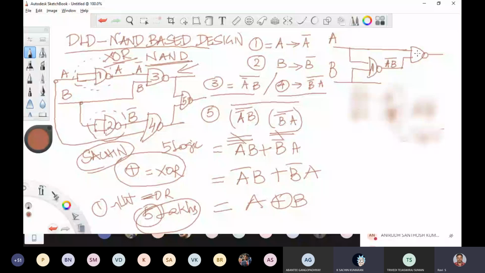Now we have to write. I explained what is 1, what is 2, what is 3, what is 4. Similarly, please try to solve and tell me the fourth logic gate expression, which is equal to A exclusive OR B. Take 2 minutes and tell me what is happening.